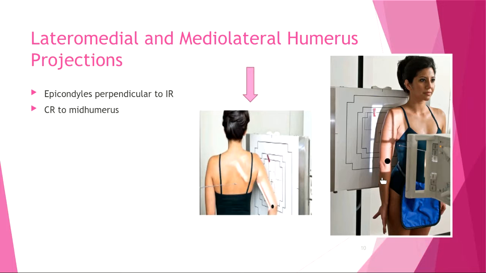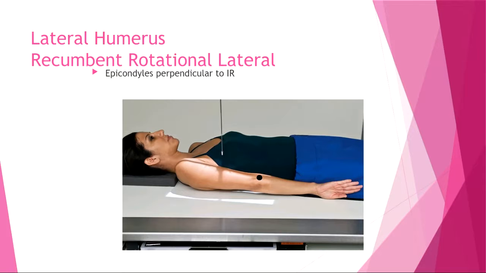Okay, so it seems a lot easier on the patient, but the problem is, if you can, you much prefer, and the radiologists prefer, a 90-degree bend in the elbow so that they can evaluate that along with the humerus. So this is our lateral humerus. If they're lying down and unable to stand, same thing, you internally rotate the hand so that the epicondyles become perpendicular to the IR, and that would also give you a lateral humerus.